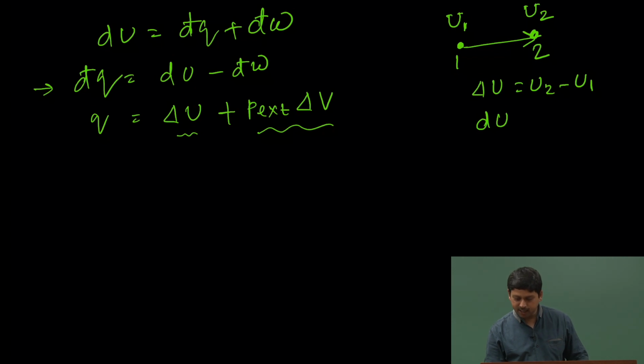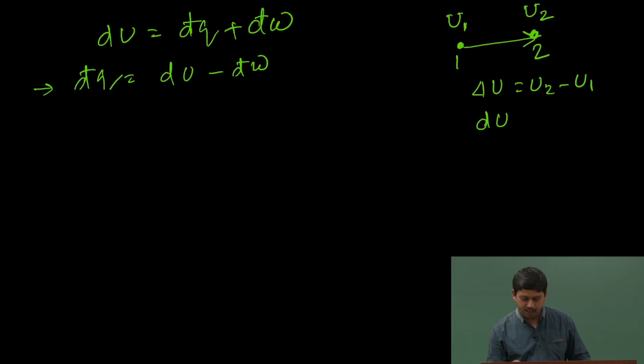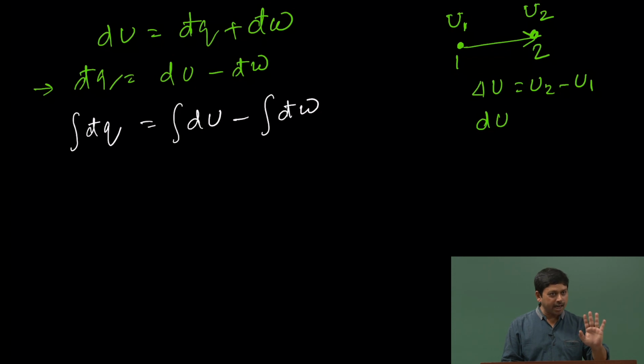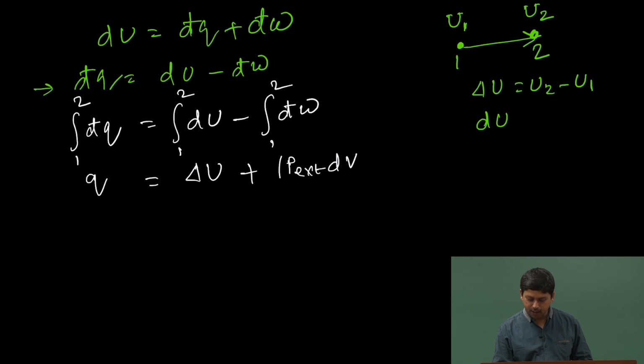Actually, what I should have done, going from that step to the next step, is integration of dQ equal to integration of dU minus integration of dW, correct? That should have been the case, going from 1 to 2. Now, integration of dQ from 1 to 2 is just Q. This one is delta U that I have defined to be U2 minus U1. In this case, I should write integration of P external dV from 1 to 2, up to that is fine.